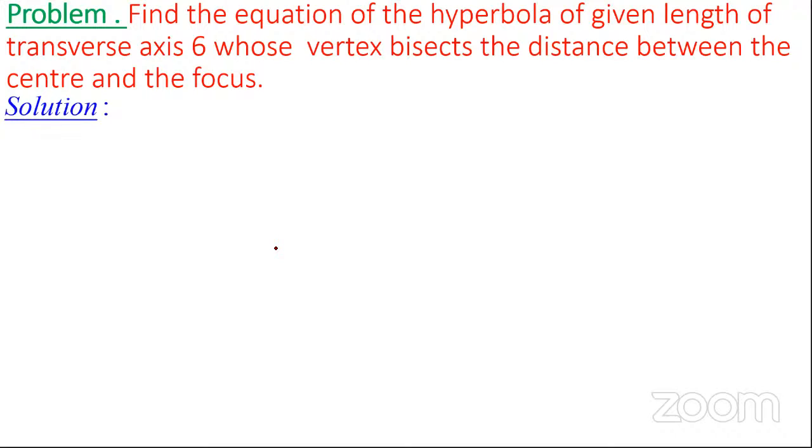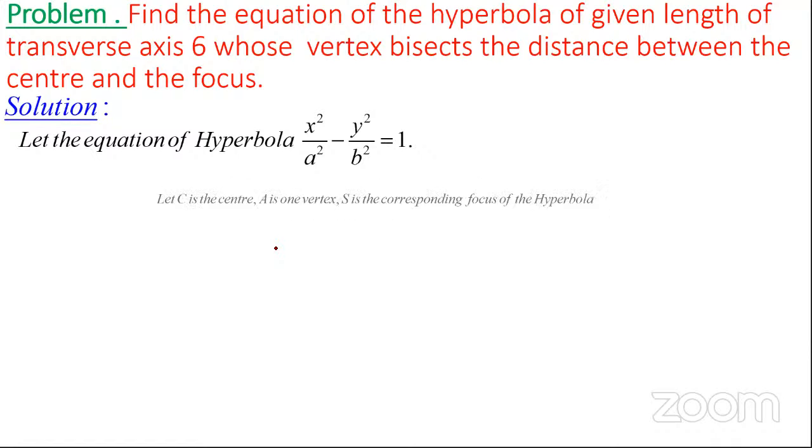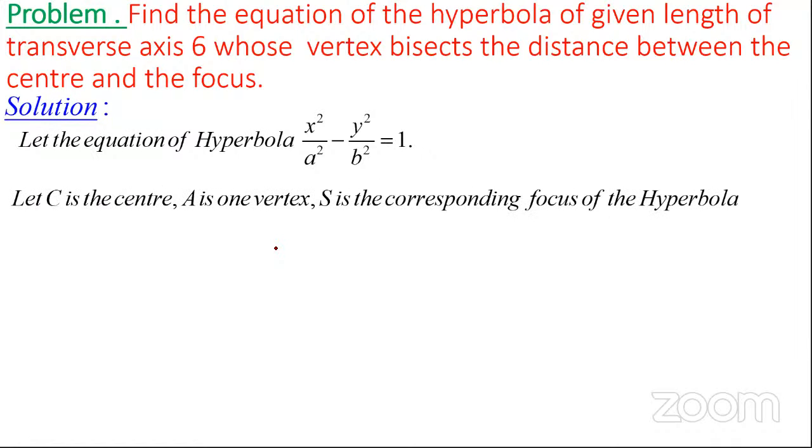Solution: let the equation of the hyperbola be x square by a square minus y square by b square equal to 1. Let C be the center of the hyperbola, A is one vertex, and S is the corresponding focus of the hyperbola. I draw that now: C here, the vertex A here, and S here. So these three are as shown.